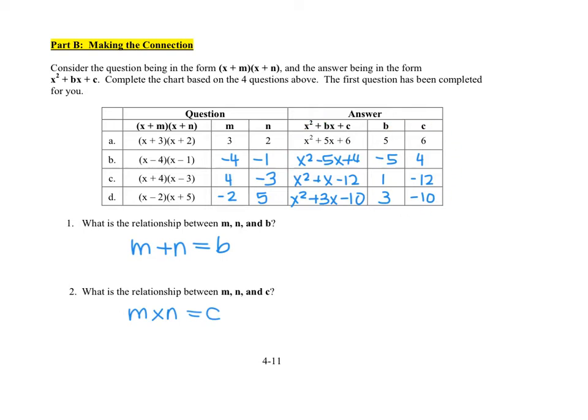The connection you should have made was that m plus n gives us that middle value. So 3 plus 2 gives me this 5 right here. Negative 4 plus negative 1 gives me this negative 5 in here.